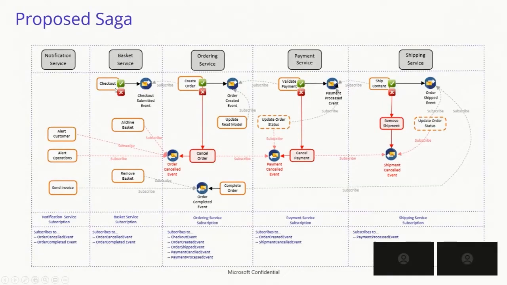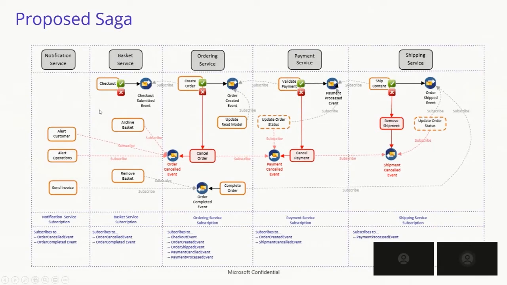You can sort of walk through and see that the shopping basket would do a checkout. It would publish that event. The ordering service would listen to the checkout event. It would create the order. It would then raise an order created event. The payment service would subscribe to the order created event. It would validate the payment and charge the customer's credit card. If that's successful, it will publish a payment processed event. The shipping service would respond to the event, ship the actual order, and complete the order.